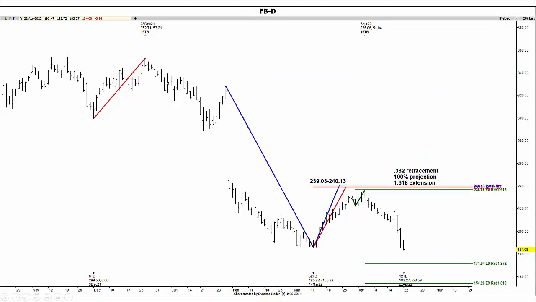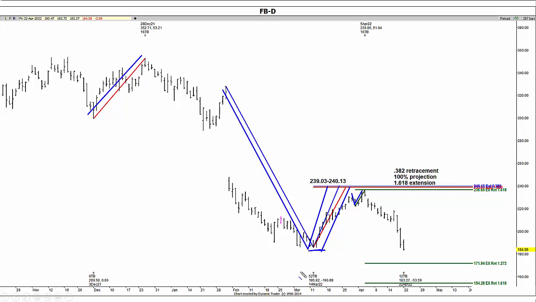We had another one in Facebook. This was on the sell side. This is also on the daily chart. Now here, there was a symmetry projection of a prior low to high projected from this low. You can see where that comes in. There was also a retracement of a prior high to low. I believe it was the 382 retracement of that prior swing. And then there was also a minor extension of this high to this low.